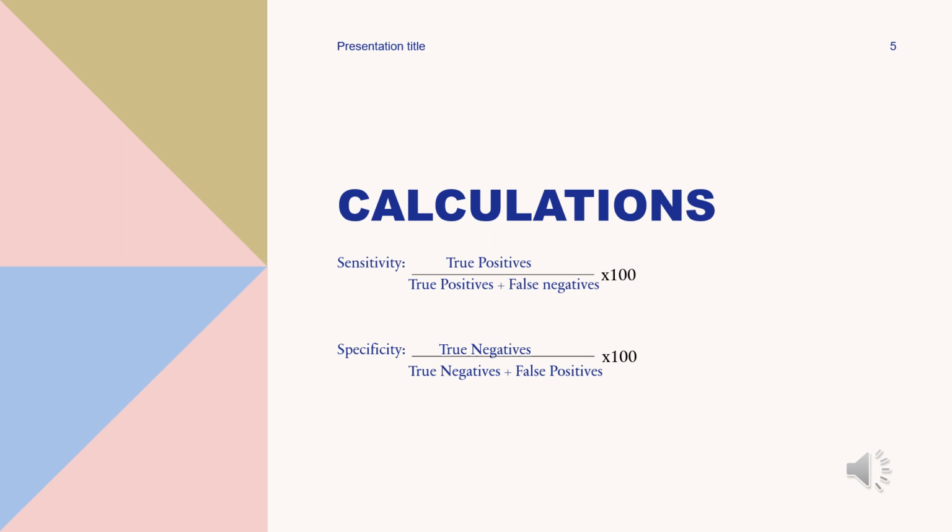So it's important to calculate both. Sensitivity is really the true positives: you would take true positives and divide that by the true positives plus false negatives, and then multiply that by 100, and that would give you your sensitivity rate. And then specificity, which is the proportion of the true negatives, is really just doing the opposite. So it's the true negatives divided by true negatives plus false positives, and then multiplying all of that by 100, and that'll give you your answer.